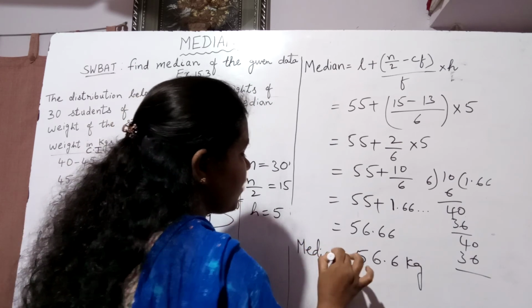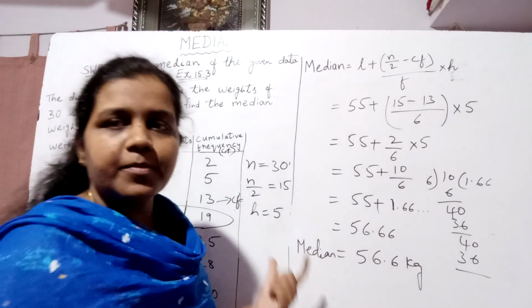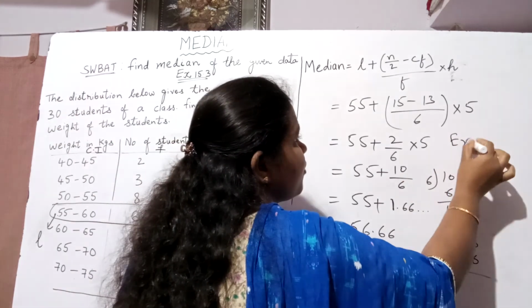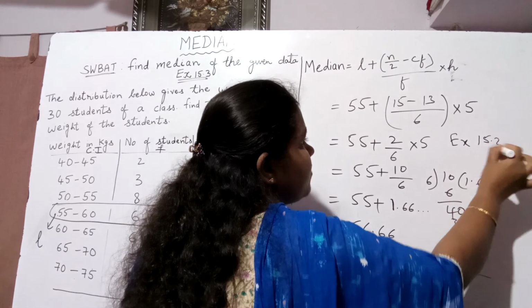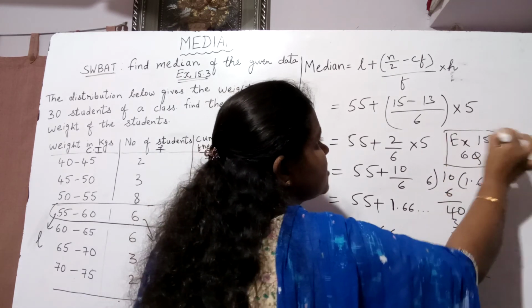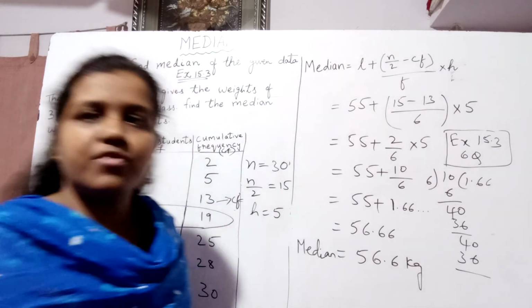So in this way we have to find the median. You have an assignment for you: in exercise 15.3, find the median of the given data in the 6th question. This is your assignment. Do it as homework. In this way we have to find the median.